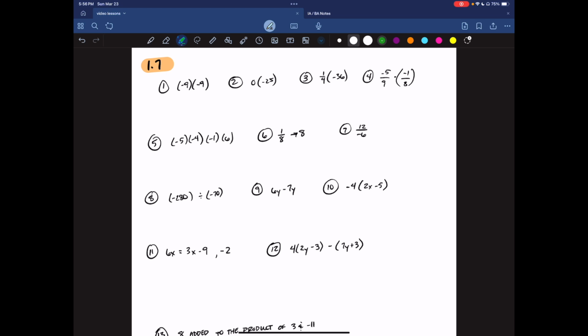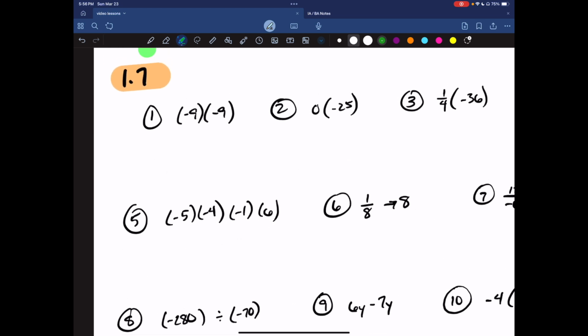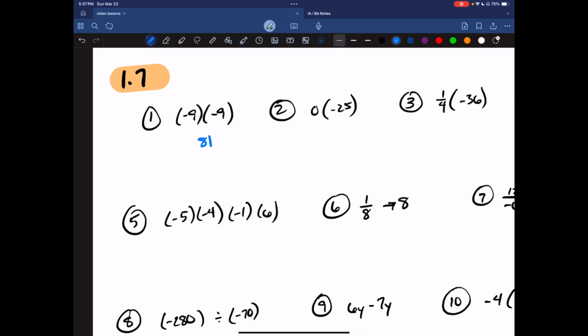Let's get started. When you have an even number of negatives, your answer is going to be positive. When you have an odd number of negatives, your answer is going to be negative. On number one, we have two negatives, so my final answer is going to be positive. 9 times 9 is 81, and the negatives are going to cancel out, so that's my answer.